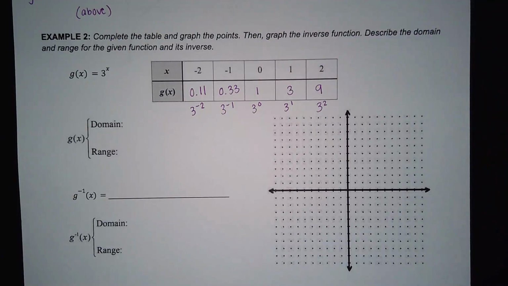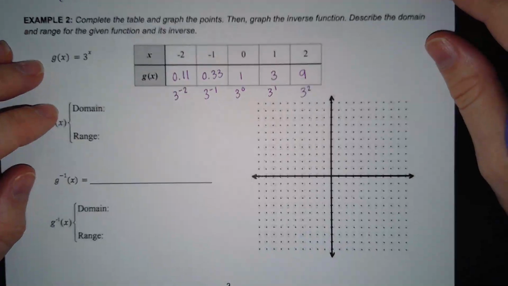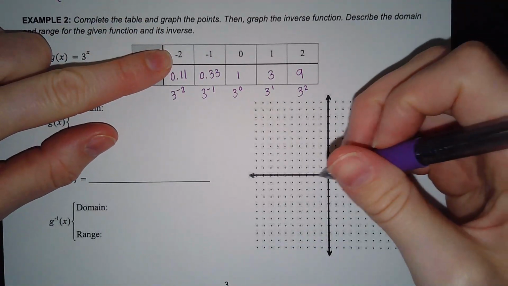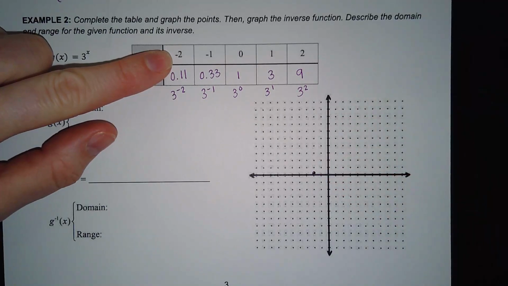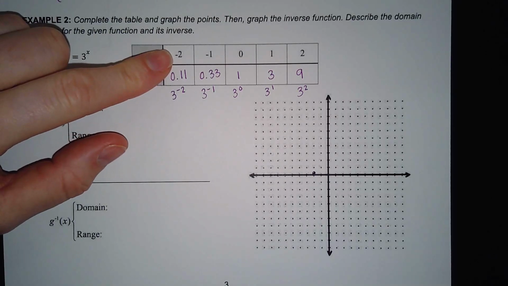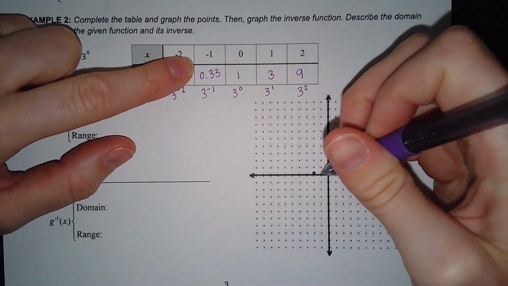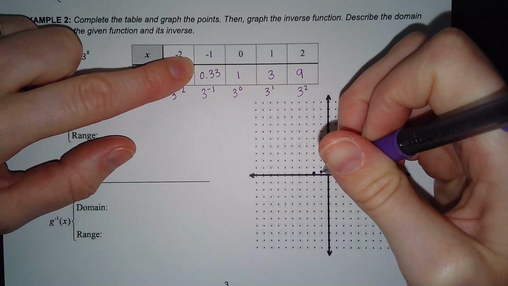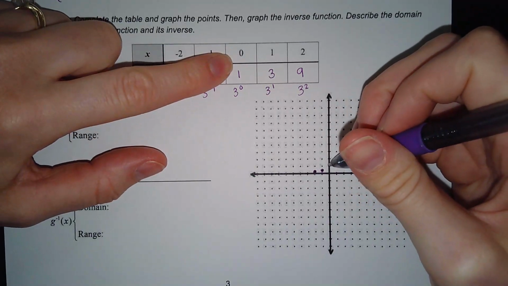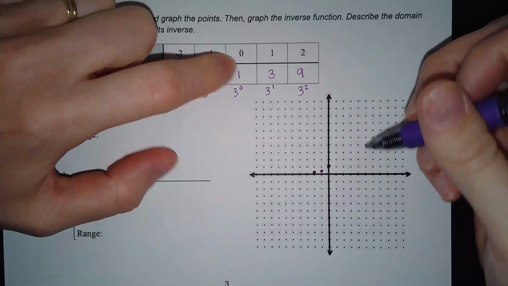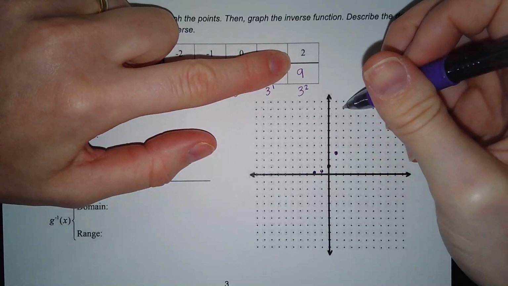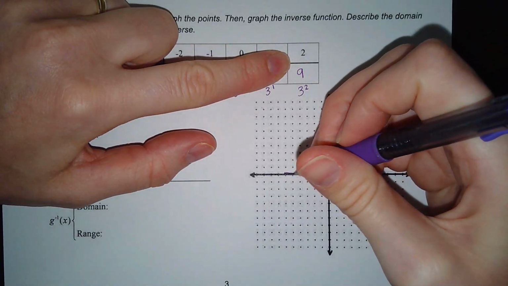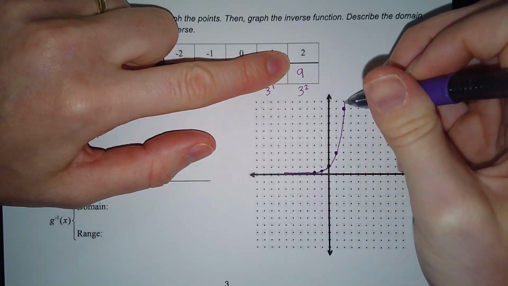So this gives us 5 points that we could plot on our graph. So I'm going to plot -2, 0.11. I know that's a decimal, so I'm just going to get really close to where I think that is. Again, we're just trying to get a rough picture. It doesn't have to be perfect. We'll plot -1, 0.33, 0, 1, 1, 3, and 2, 9. And then we'll connect those with our curve.